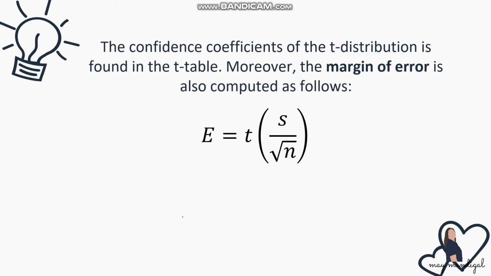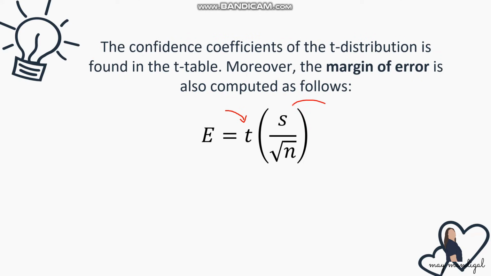And after that, we also have the margin of error. So we still have the margin of error here. The confidence coefficients, or our critical values for the t-distribution, are found in the t-table. That is where we are going to identify the critical values to use. So here is now the formula for the margin of error. This is the confidence coefficient, or the critical value, or the t value, which can be found in the t-table. Later again, I will show you how we are going to identify the value of t.